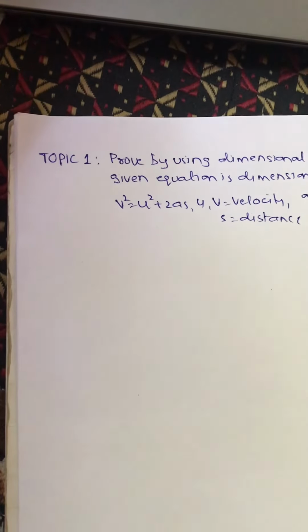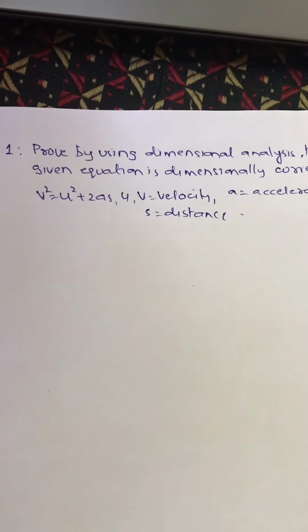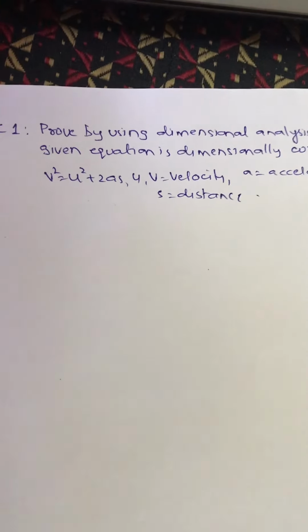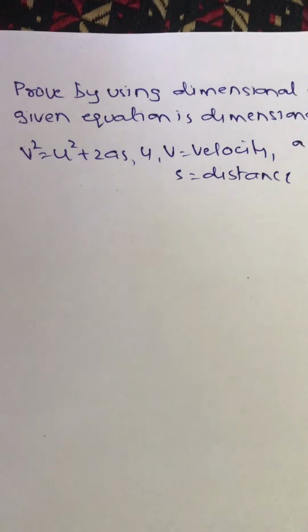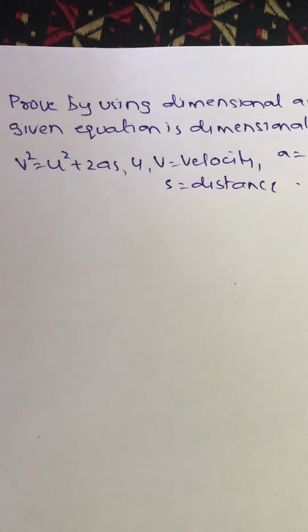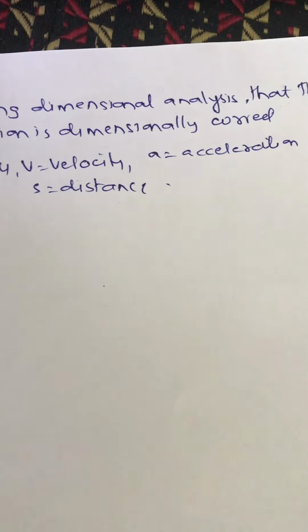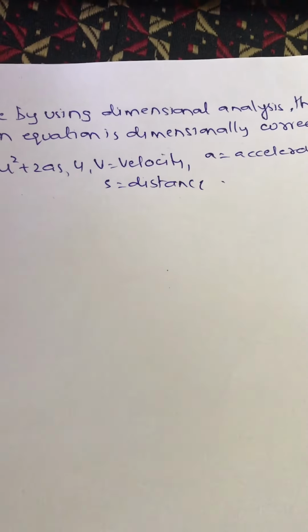We'll take up this from topic number 1. It says: prove by using dimensional analysis that the given equation is dimensionally correct. V square is equal to u square plus 2as. U and v are velocity. Actually u is initial velocity, v is the final velocity, a is acceleration and s is the distance traveled.